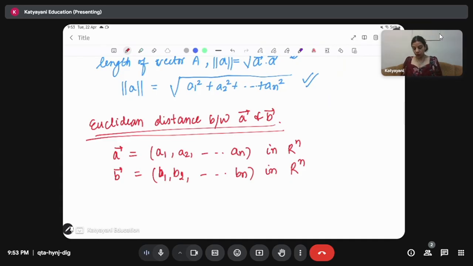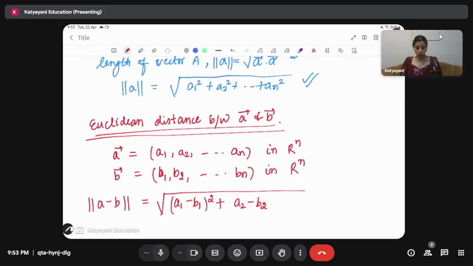So the formula for it would be, again we denote the distance or the norm by this sign, right? Double absolute signs, right? Which is under root a1 minus b1 square plus a2 minus b2 square, and so on till an minus bn square, right? So it might seem abstract कि ये minus क्यों कर रहे हैं हम.